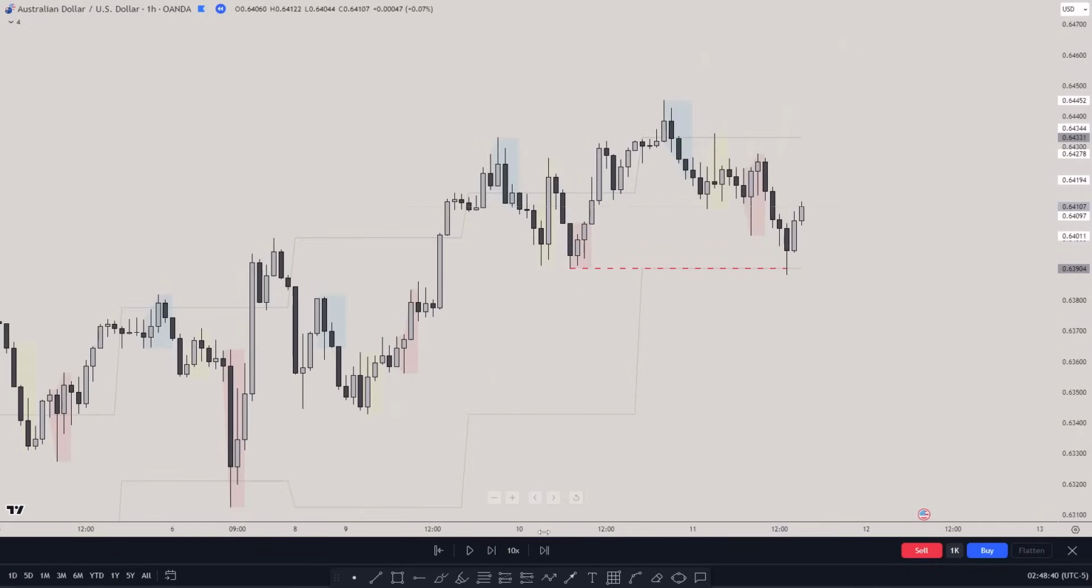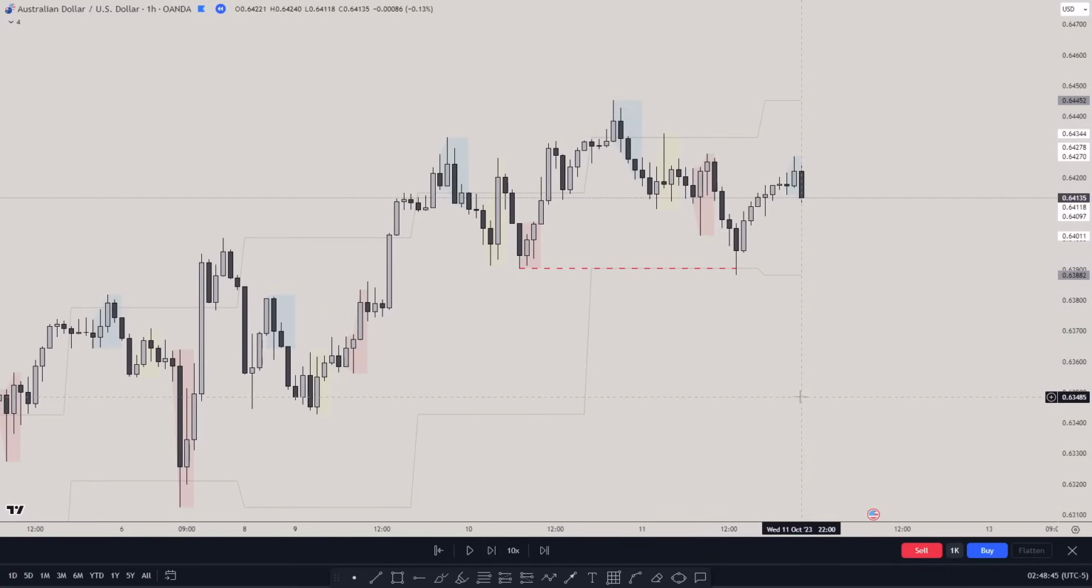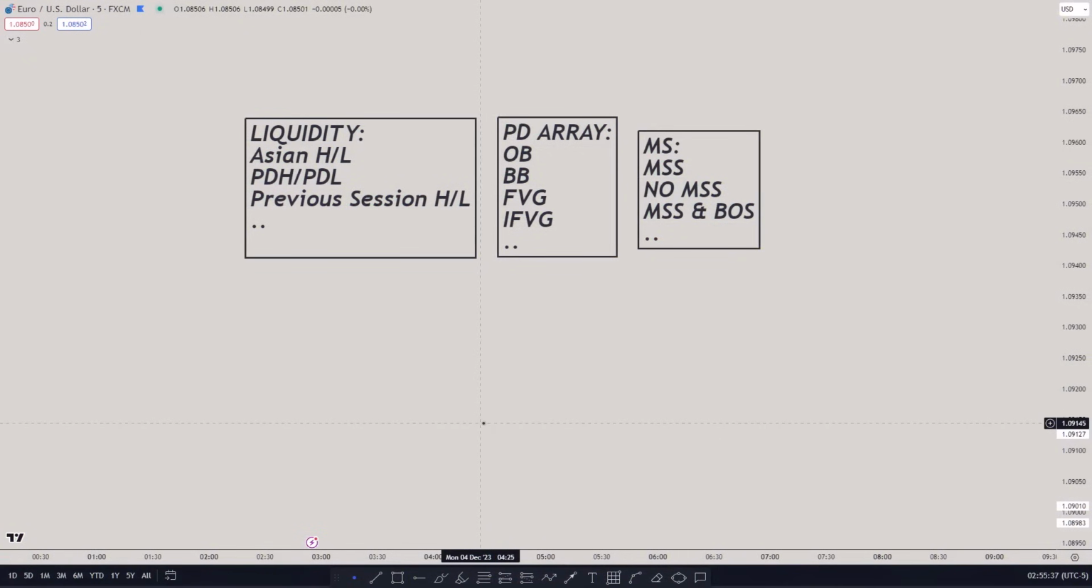So we need to be having the higher time frame aligning with the lower time frame, both at the same time. Otherwise, none of those setups are going to work. Now, as we said, liquidity, PD array, and market structure, those are the three things that you need to implement into your trading plan. So let's say that we have the Asian high, previous day high and low, previous session high and low, and previous week high and low, and all of the liquidity levels that you're aware of and you can use in a mechanical way, as well as the PD array. So the ones that I suggest using are order block, breaker block, fair value gap, and inverse fair value gap. Those are my main ones.